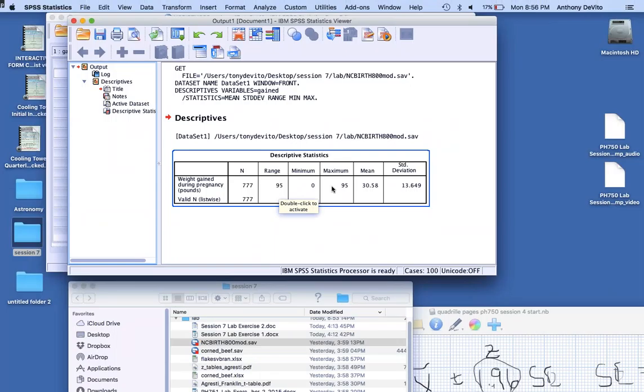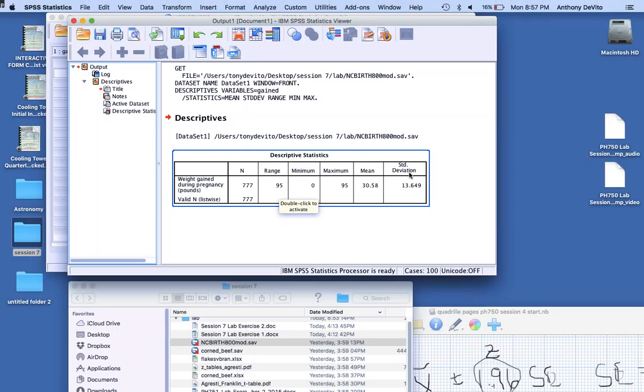I'm not sure what that's about. It may be that that was a typo or something like that. Perhaps 95 was right, maybe not, but maybe it was a typo also. So that was the minimum and maximum values. But the average value was 30.58, and the standard deviation was 13.65. Okay, so now that gives me the variability of the actual sample.